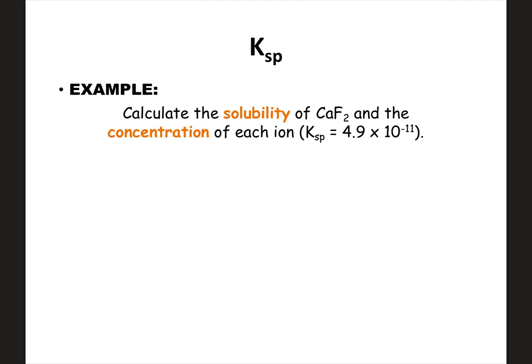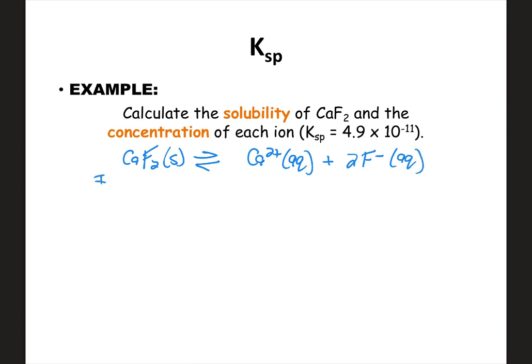So first thing we got to do for this Ksp problem, remember we did this without ice tables before, but we're going to need to do an ice table. We need to write our dissociation of the solid into its ions. So we have CaF2 would be our solid. It's going to be in equilibrium with its ions that form when it dissociates. So it's going to be Ca2+ aqueous plus 2F- which is also aqueous.